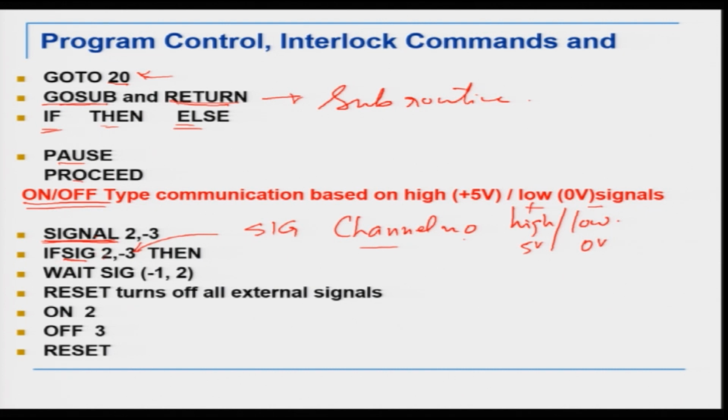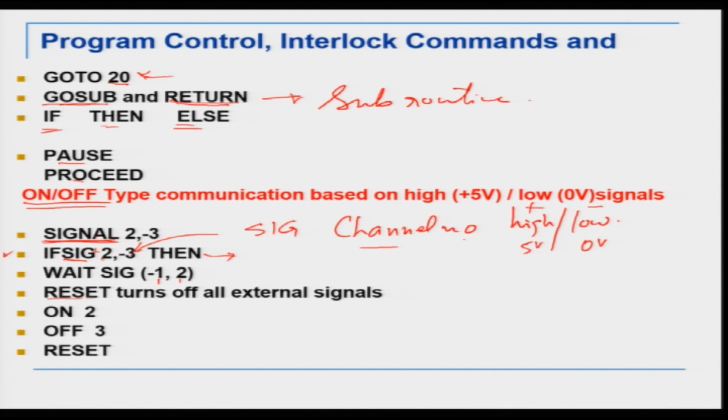So, if you are saying if sig 2 minus 3, then do something, else wait. This means that channel number 2 is high because it is plus there, and channel number 3 is low, which means there is minus. For example, if a part is coming from somewhere, the robot is waiting and seeing whether channel number 2 becomes high and channel number 3 becomes low, then it will go and pick up the part, else it will continue to wait. This is just an example. Another example is wait signal minus 1 2. This basically means wait until the signal on channel number 1 becomes minus and channel number 2 becomes plus. So, this is the basic syntax of the signal command.